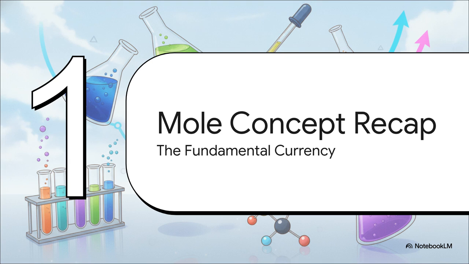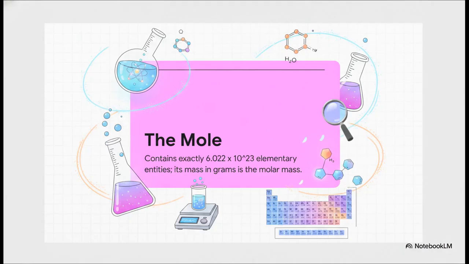Section 1, Mole Concept Recap, the fundamental currency. Think of the mole as the absolute fundamental currency of chemistry. Whether you're looking at exactly 18.02 grams of water or dealing with the 5 basic laws of chemical combination, Avogadro's constant is your non-negotiable bridge. 1 mole contains exactly 6.022 times 10 to the 23rd elementary entities.